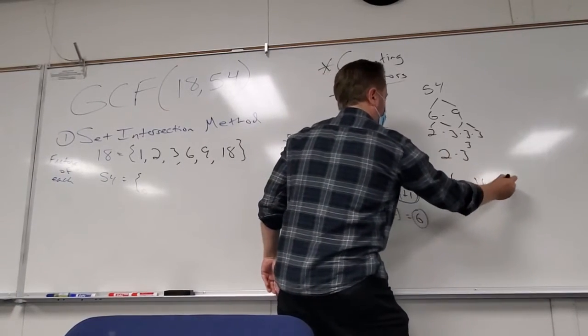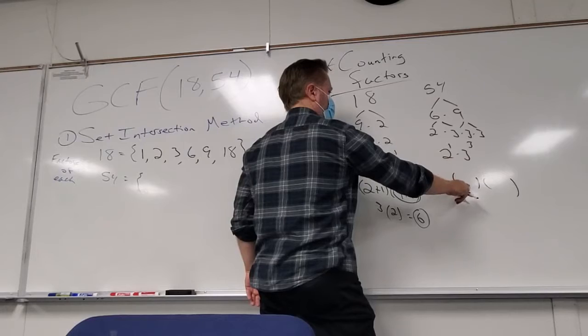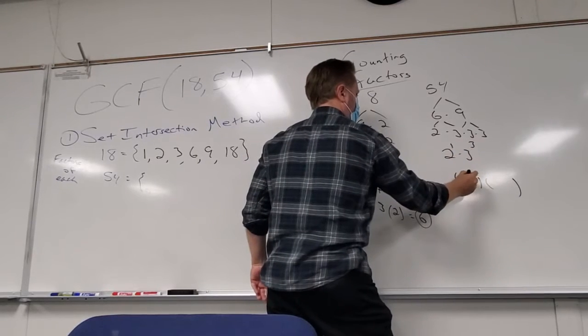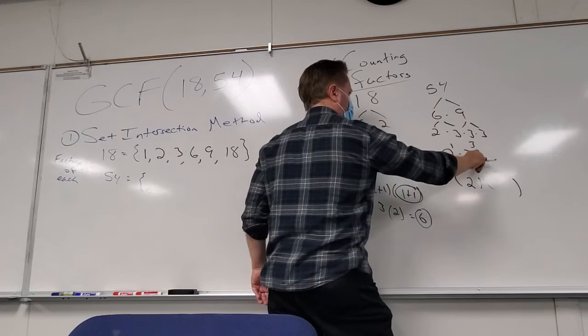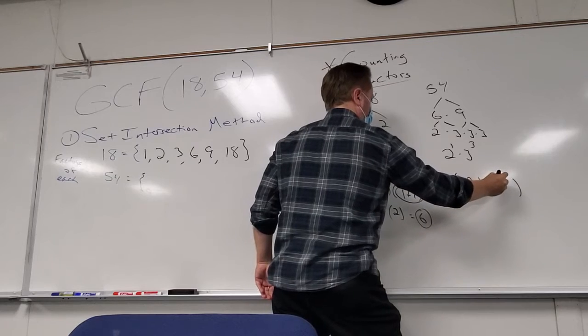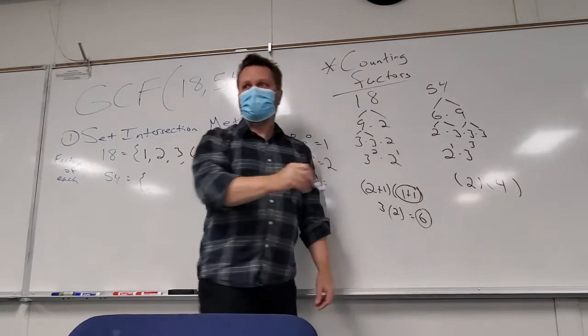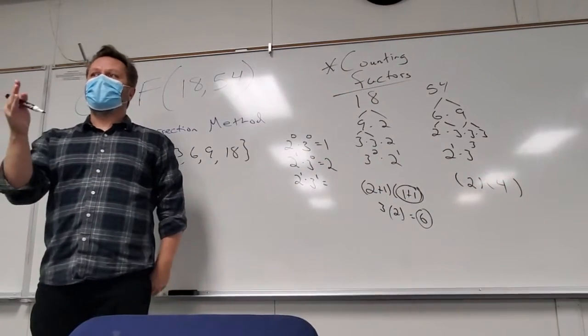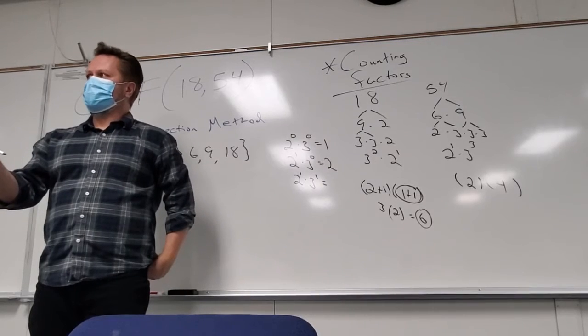What would you multiply together? 2, 1, 1. You got 2 times 4. That'd be 8. So 8. There should be 8 total factors.